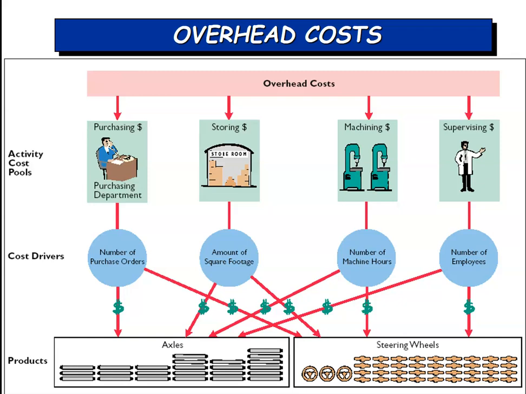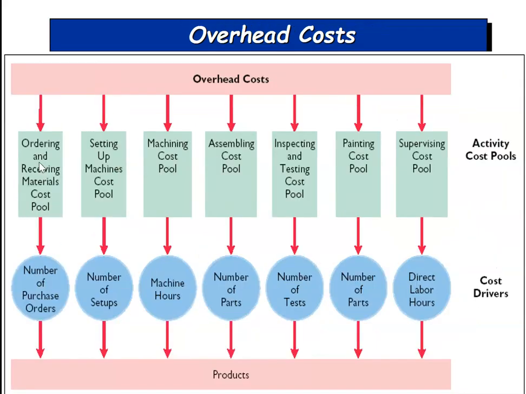Now, for this company that has these 2 products, axles and steering wheels, these 4 activity cost pools are significant. We could have a completely different company that has all 4 of these, and potentially a couple of them are not going to be significant enough to be used in activity-based costing. So these are the 4 largest activity cost pools that this particular company has identified.